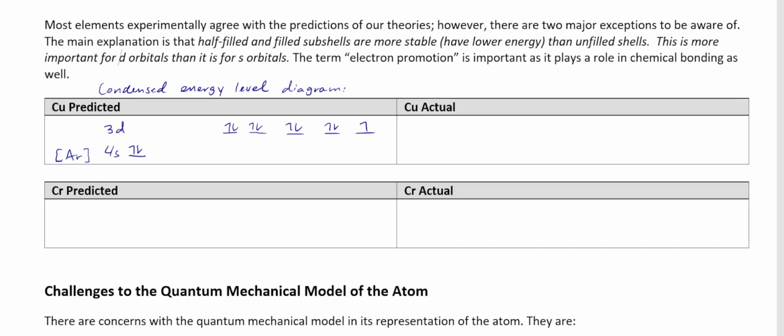So what ends up happening here is that this electron gets moved from the s orbital up to the d, because as we can see, it's more important for D than it is for S. And this process is called electron promotion. We call it promotion because it's moving from a low energy to a higher energy subshell. And so what we see in reality is that copper actually has this electron configuration. It's got a half-filled S subshell, and then the D is fully filled.